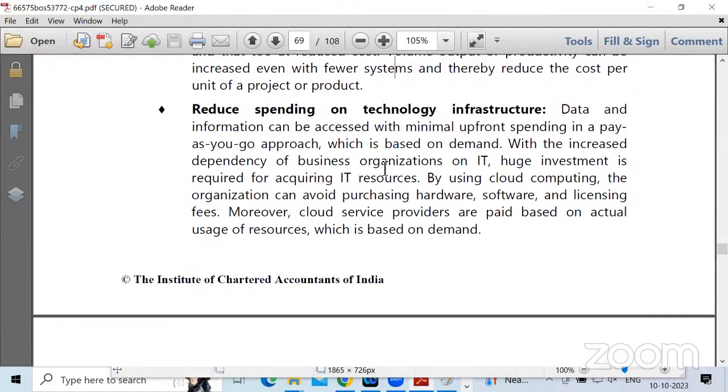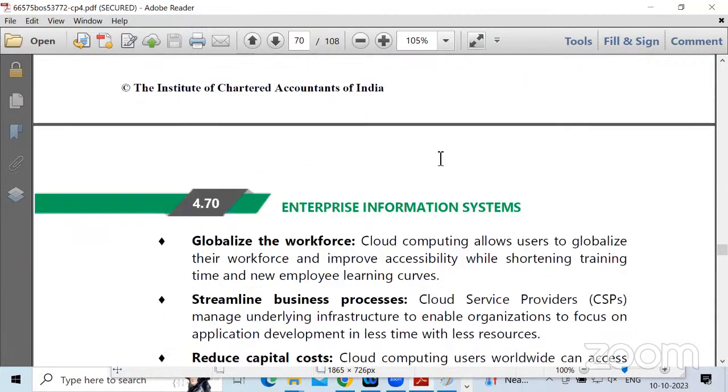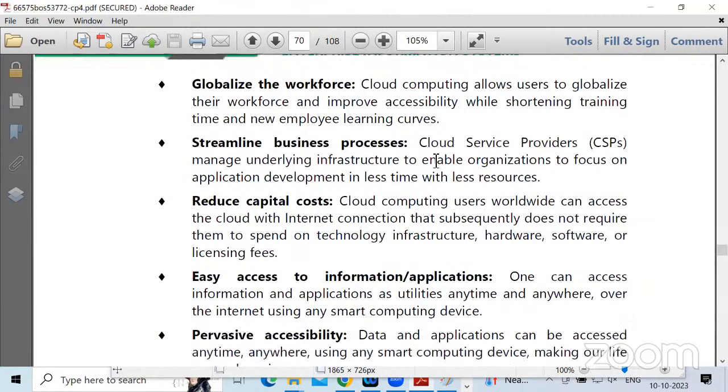Then reduce spending on technology infrastructure. The same thing: when technology is upgrading, you have to immediately install and upgrade. That is not needed because it is done by the service provider. Globalize the workforce. From any part of the world, you can have access to the centralized server, which is located in the cloud computing service, because you need only a username and password through which you will be able to access it.